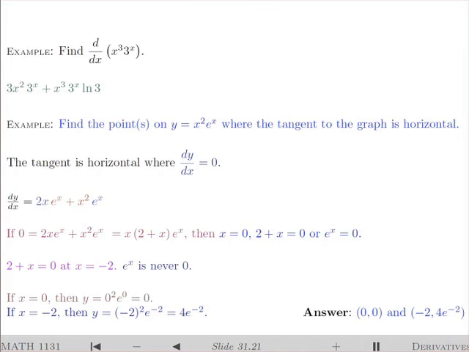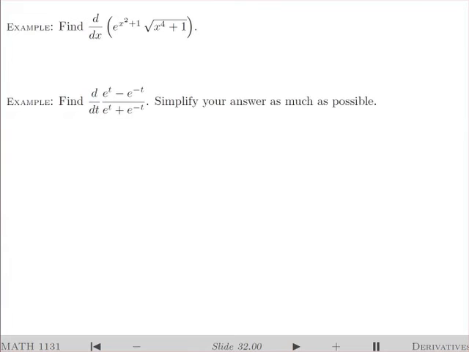Let's do a couple more differentiations. The next example, I have e to the power x squared plus 1 times square root of x power 4 plus 1. This is a product, so I have to use the product rule. In the second factor, I'm going to write the square root as power 1/2 so that I can use the power rule. So I have e power x squared plus 1 times the quantity x power 4 plus 1 to the power 1/2. Since it's a product, I start by using the product rule.